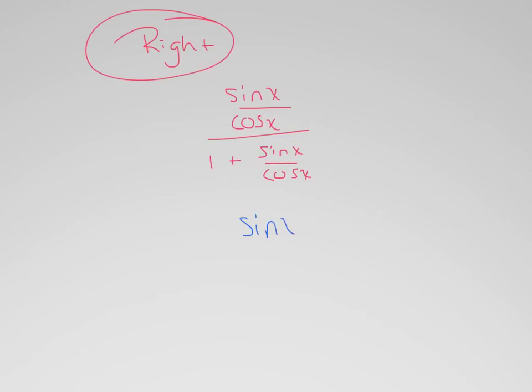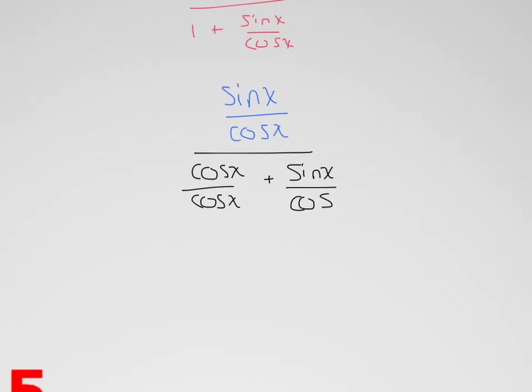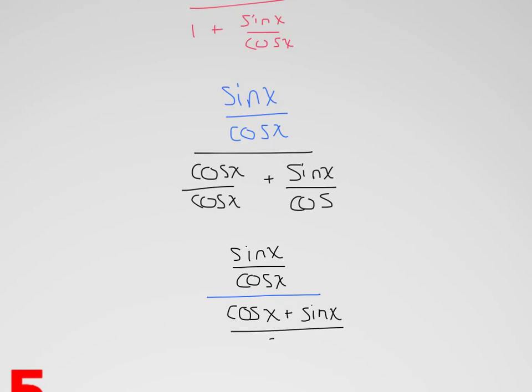I have sine over cosine over cosine plus sine over cosine. Now that I have that, I can merge the fractions at the bottom. So I end up with sine over cosine for the numerator over cosine plus sine over cosine.